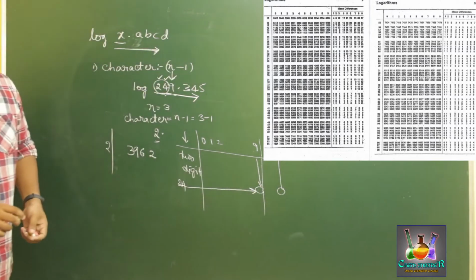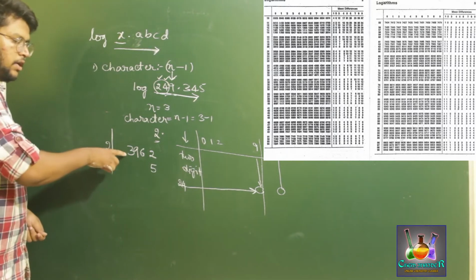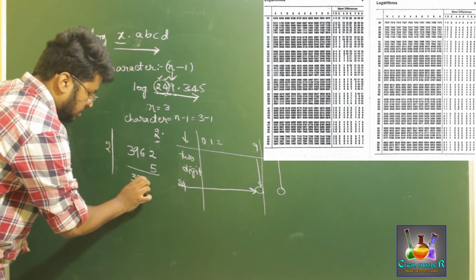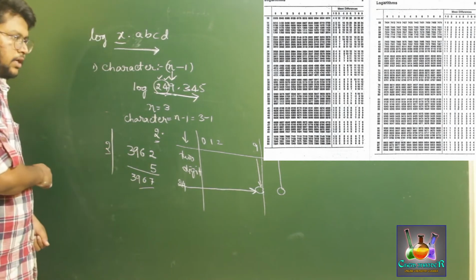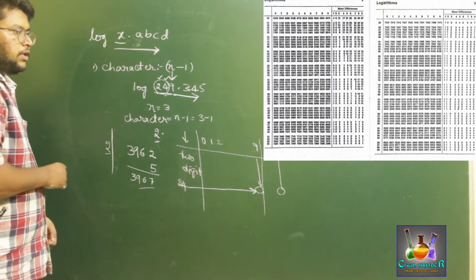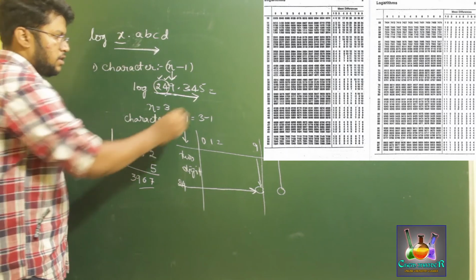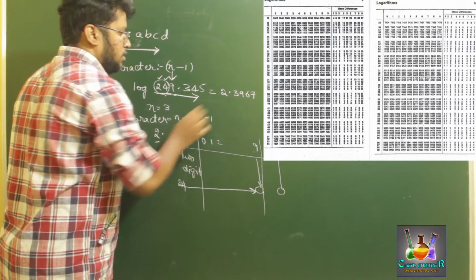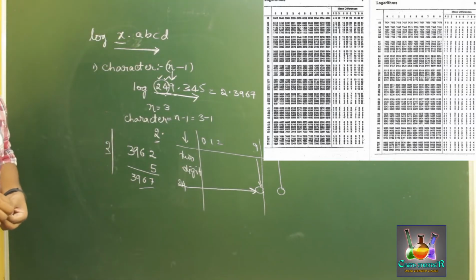So that value is 5. What we have to do is add that mean difference to our original 3962 value. That gives us 3967. So this is our mantissa and 2 is our characteristic. So the log value of 249.345 is 2.3967. This is how we calculate the logarithmic value.